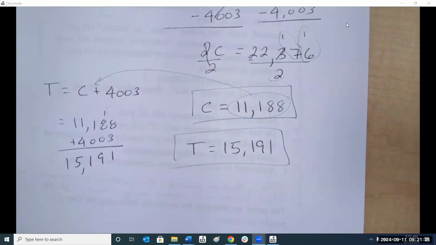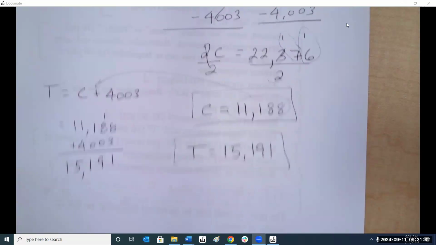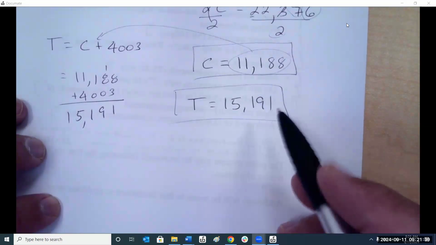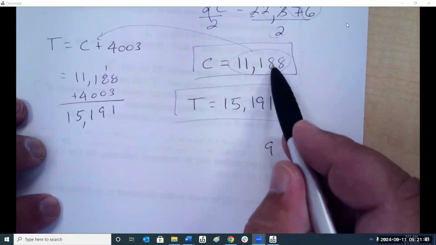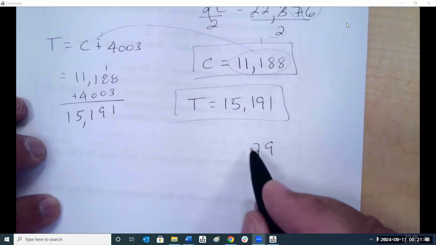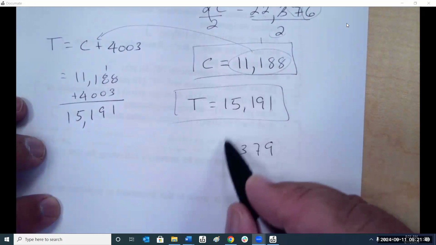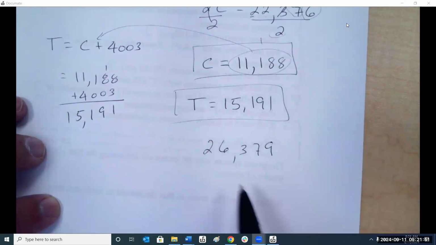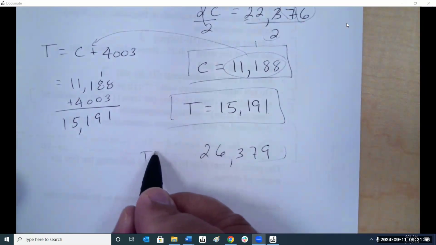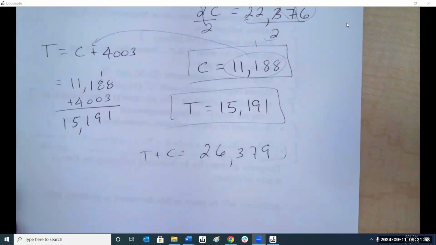How do we check this answer? Plug in your value you got for C and your value for T and solve it, and make sure it equals. Add these two together, see if it equals 26,379. So we have 8 plus 1 is 9. 8 plus 9 is 17. 1 plus 1 plus 1 is 3. 1 plus 5 is 6. 26,379. That's how many we're supposed to have. T plus C equals that.